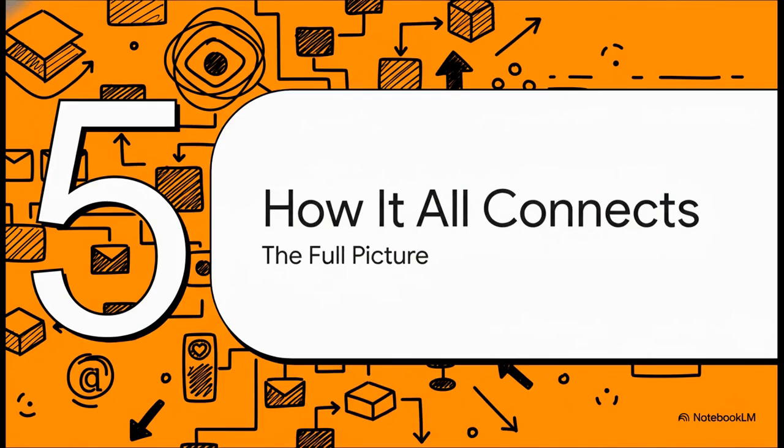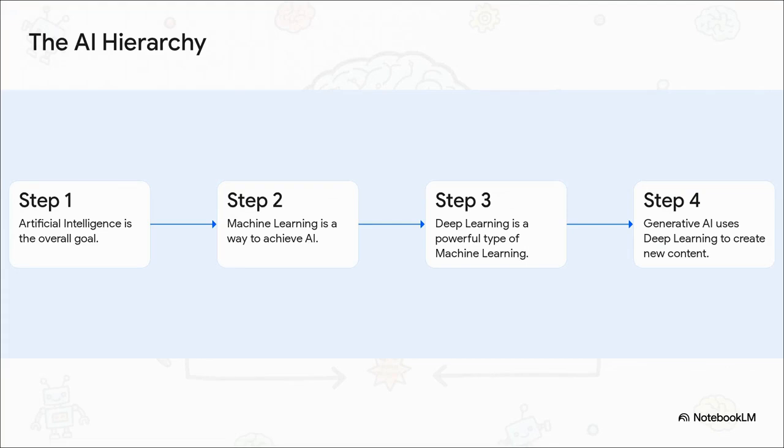Now, just to make sure this all really sinks in, let's pull back and look at the entire structure one last time. It really just boils down to these 4 simple steps. Artificial intelligence is the whole field, the big goal. Machine learning is a primary way we try to achieve AI. Deep learning is a really powerful advanced technique within machine learning. And finally, generative AI is a specific use of deep learning that can create brand new stuff.